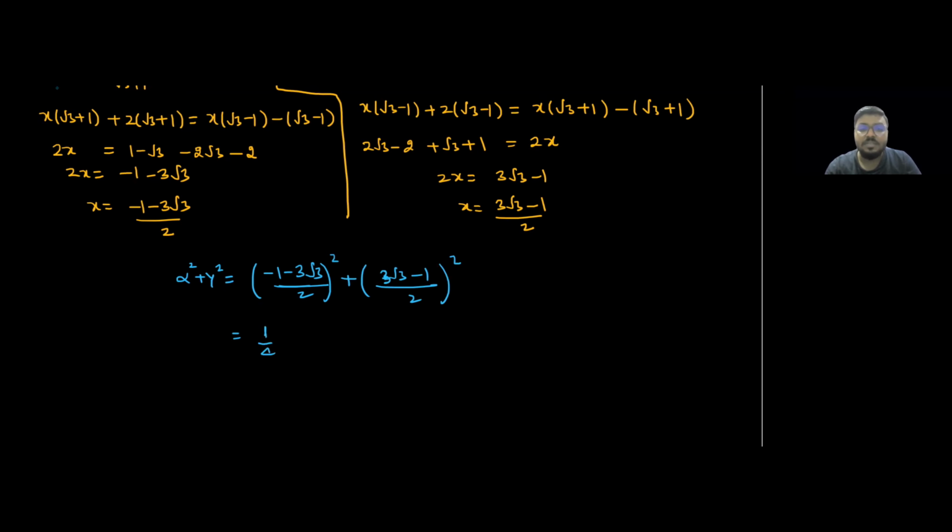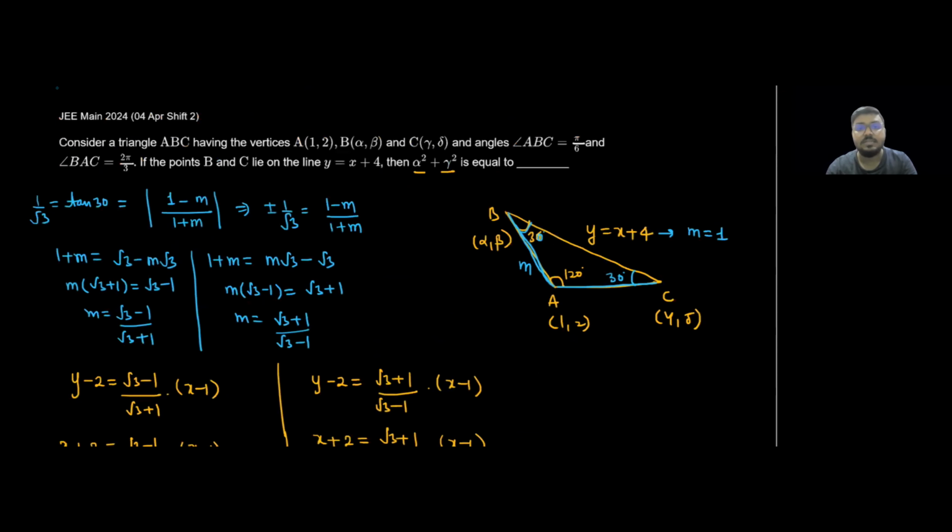So 1 by 4 we can take common from the denominator. In the numerator, this would be a square plus b square plus 2ab, and from the second one we have a square plus b square minus 2ab. So these two get cancelled, and the remaining we have 28 into 2 divided by 4. So 4 sevens are 28, 7 twos are 14. So we got 14. The correct answer here is 14.